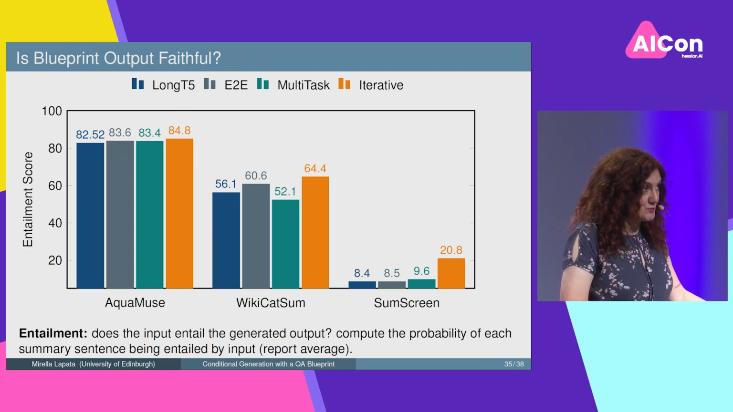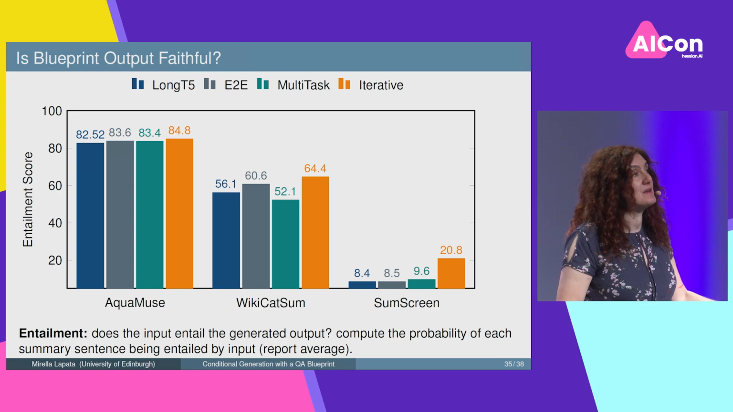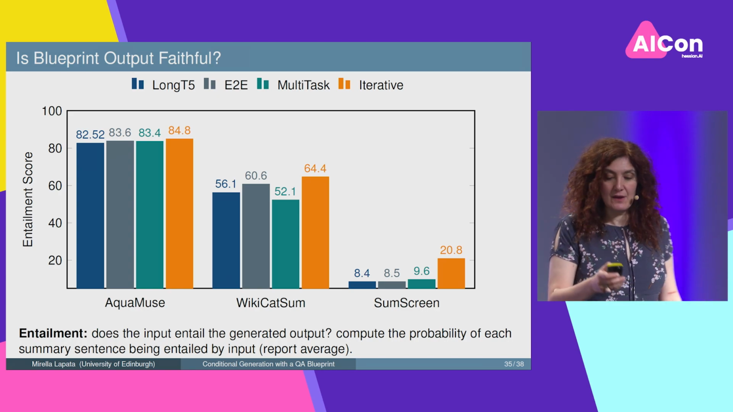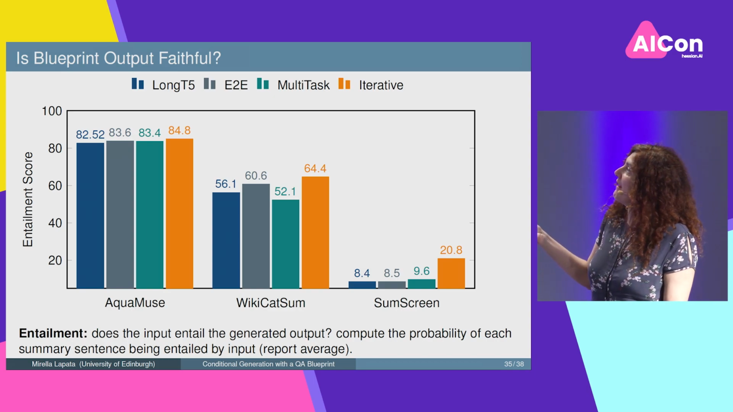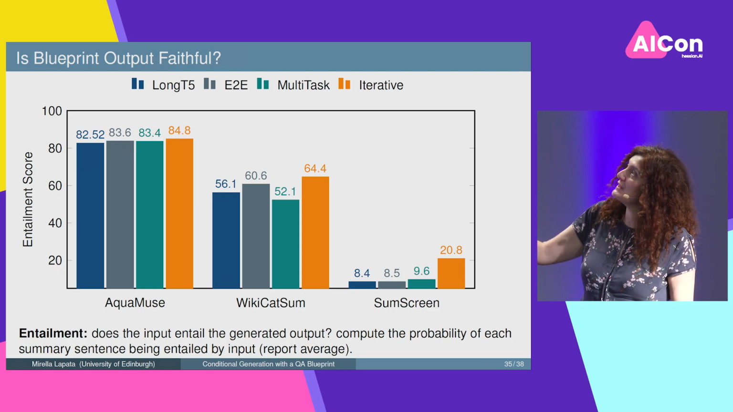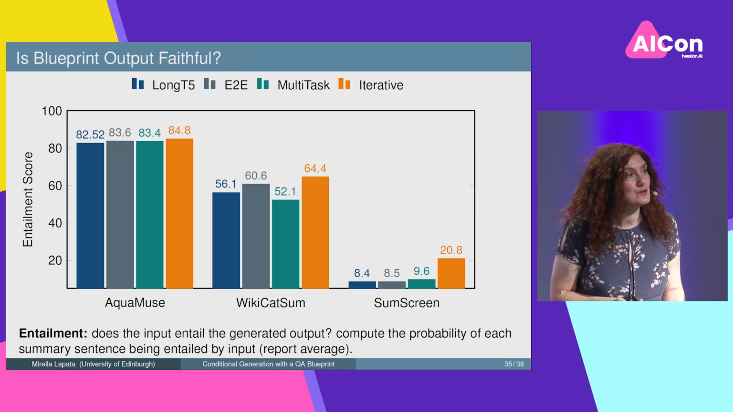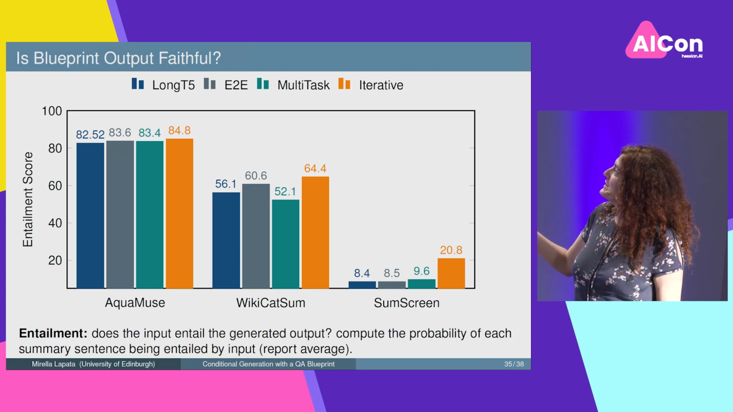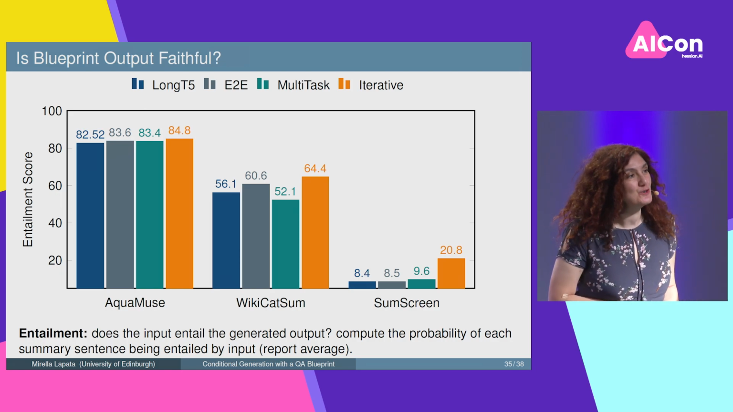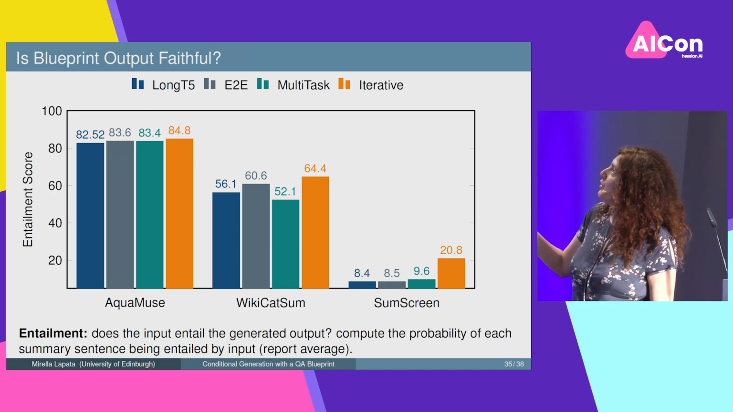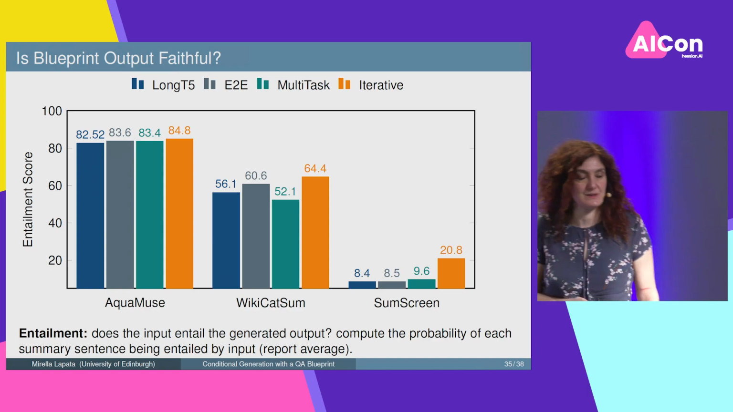Now, faithfulness. This is another automatic metric. Is the summary faithful to the input? Or does it hallucinate? You see here the different data sets are ranked in terms of difficulty. And in the easy one, faithfulness is great. It's in the region of 80. The middle one, it goes down. And then with 𝐸₂, which is this dialogue summarization, we're talking very low numbers. But note the difference between the iterative model and a model that doesn't have any blueprints.